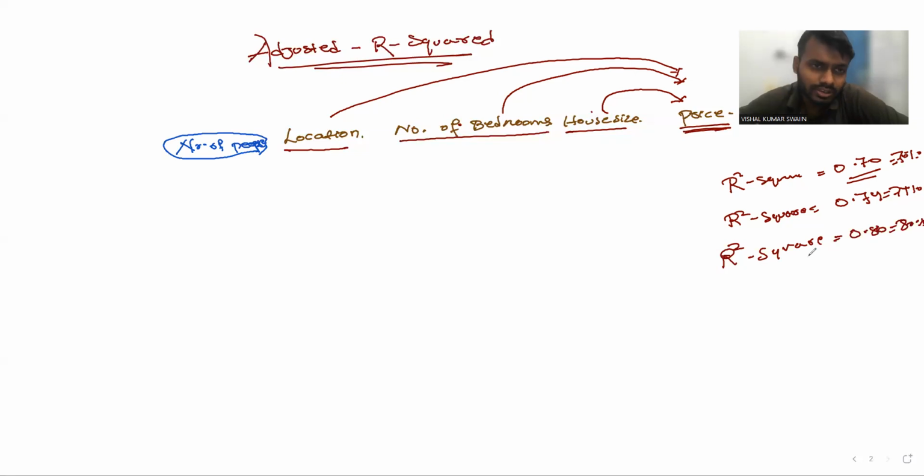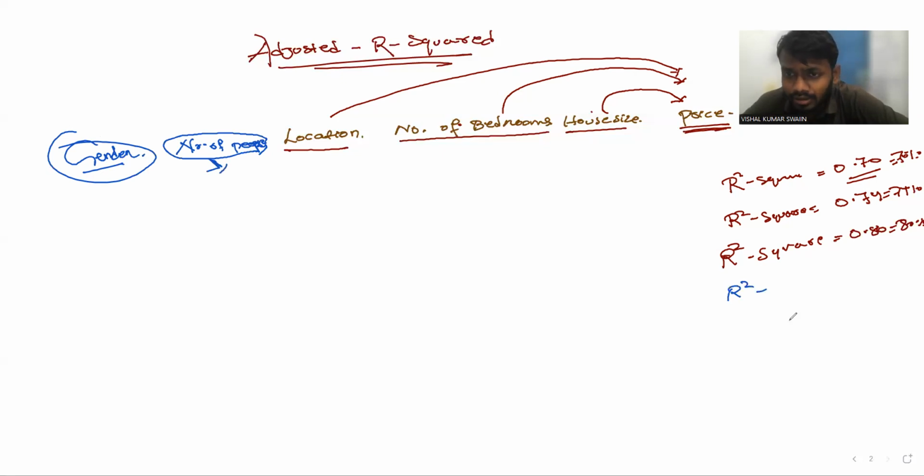Similarly, if another feature is there, gender, will this feature be important? No. Will it affect the price? No. But whenever I add the number of people feature, the R square value will definitely increase slightly, let us assume 82%.